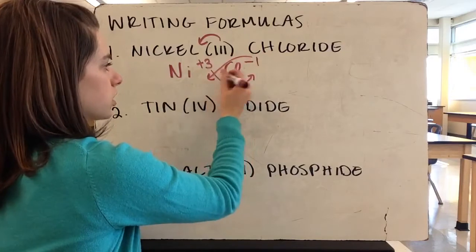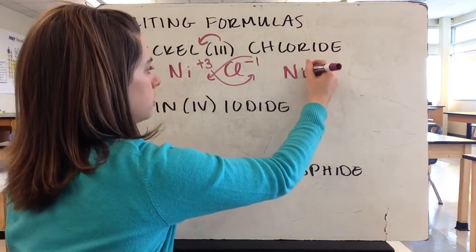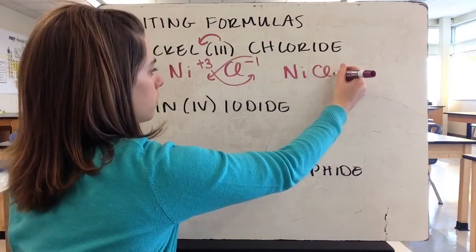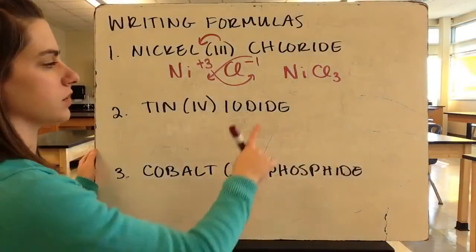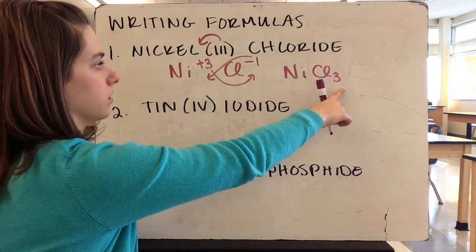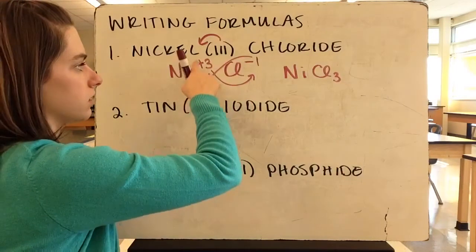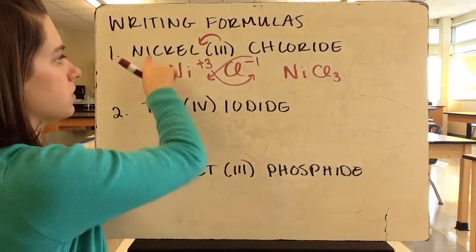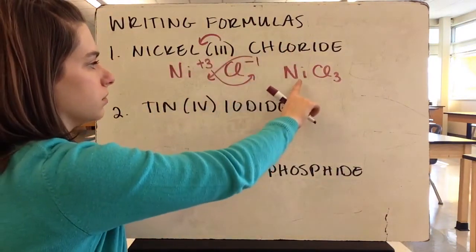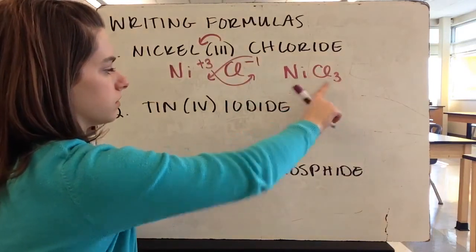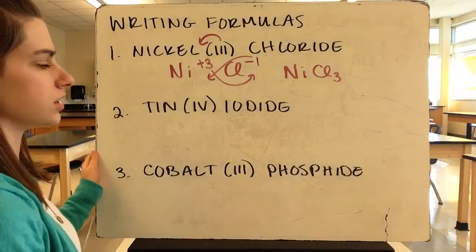If we crisscross our charges, we end up with nickel, chlorine, and we have 3 of them. So NiCl3. So the 1 went down with the nickel, the 3 went over with the chlorine. So nickel 3 chloride would be NiCl3.